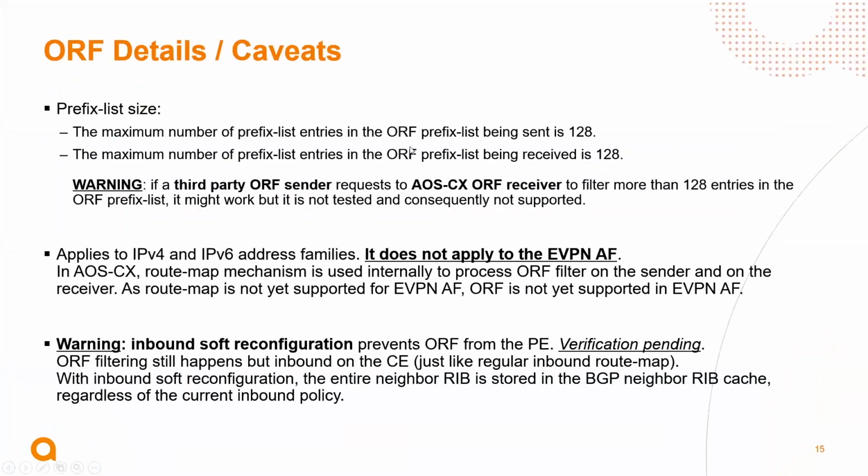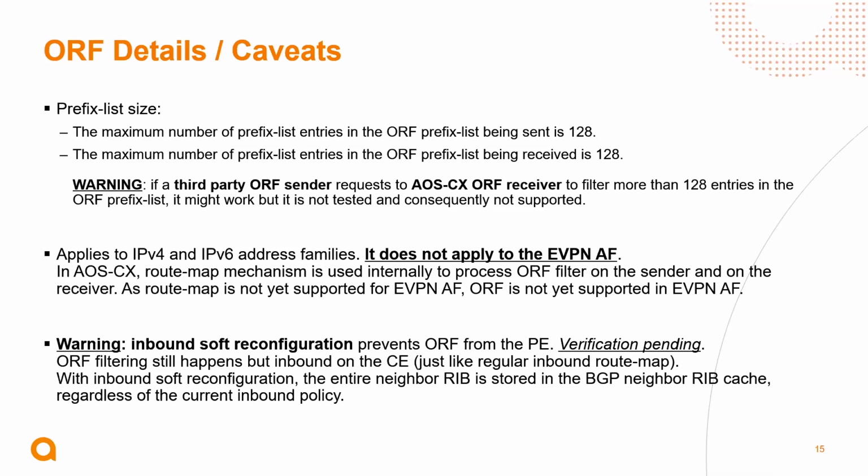In terms of scale, the maximum number of prefix list entries in the outbound route filtering prefix list that is sent from the CE to the PE is 128. The maximum number of prefix lists that a CX box acting as a PE can receive from a CE would also be 128. So about interoperability, there is a warning here.